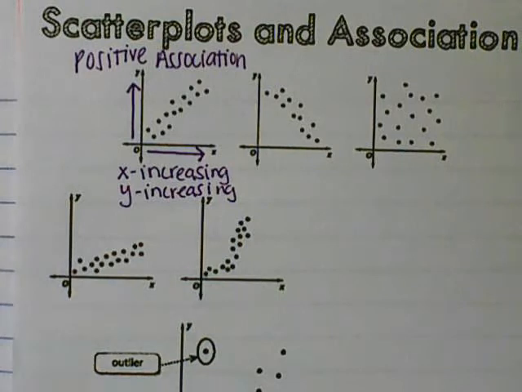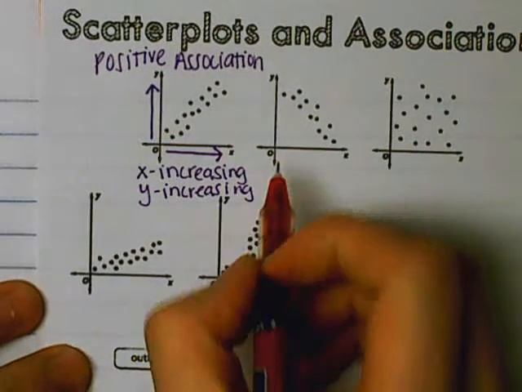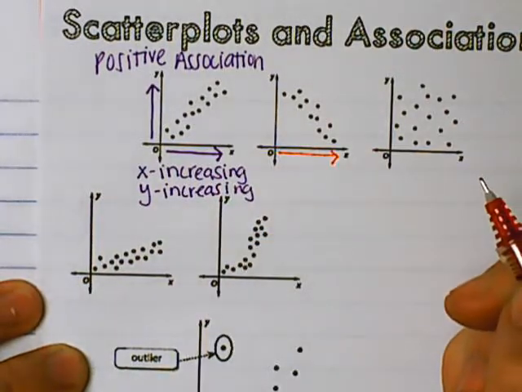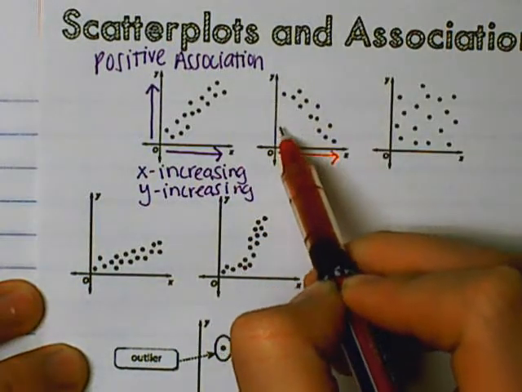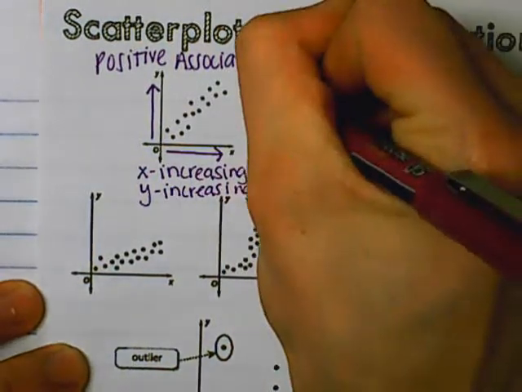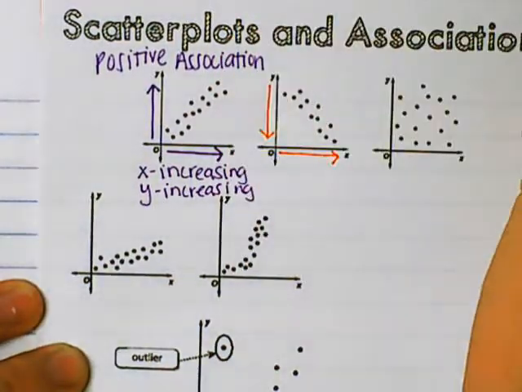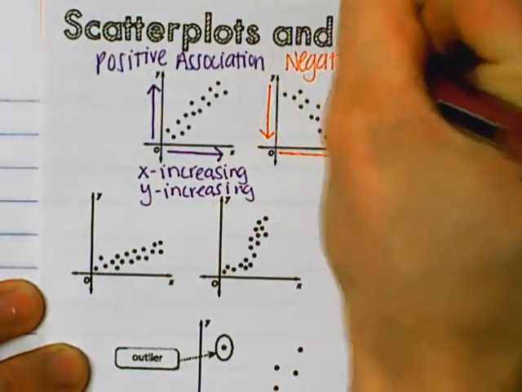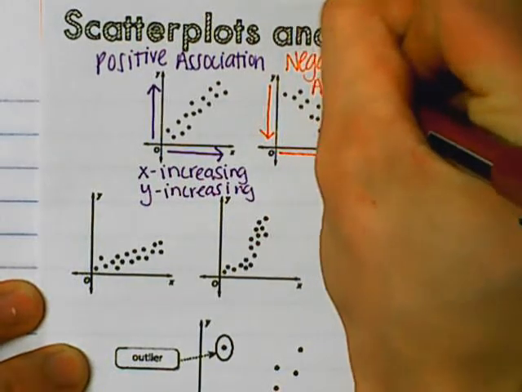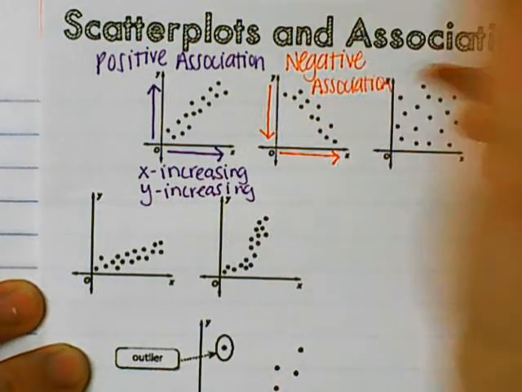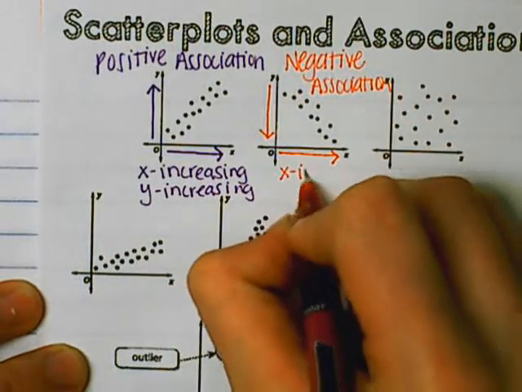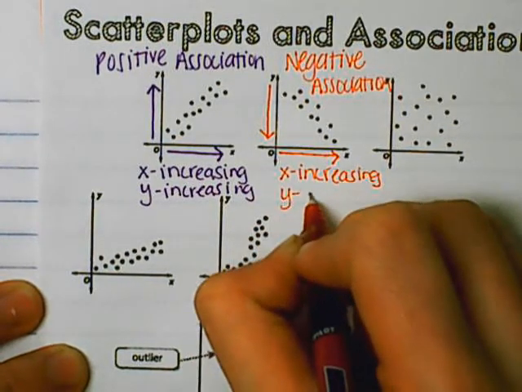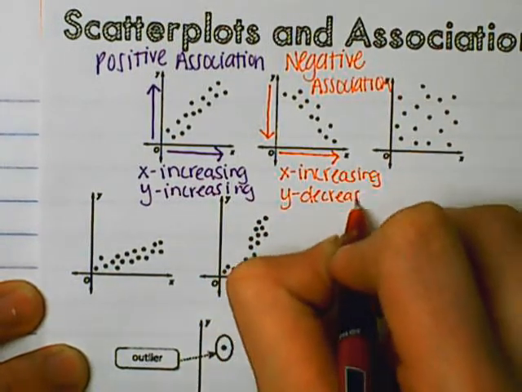As we look at the next graph, we notice that as we move to the right, as x increases, the y values are coming down. They're decreasing. This would be a negative trend or a negative association. So x is still increasing, and y is decreasing.